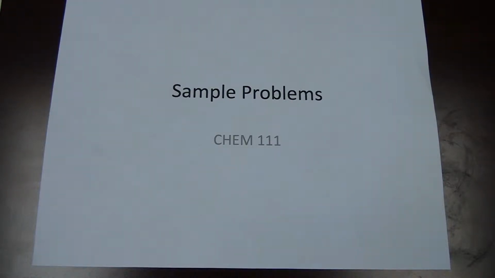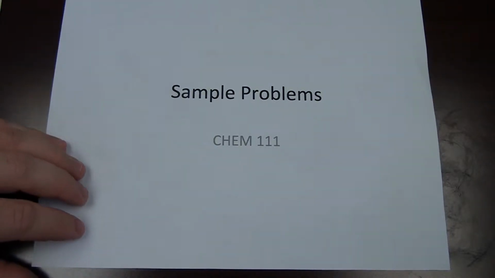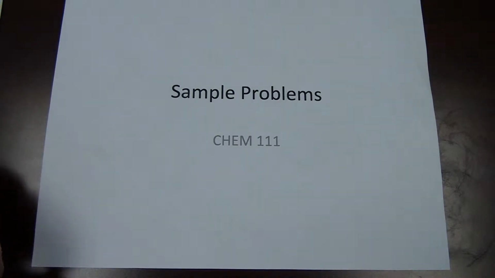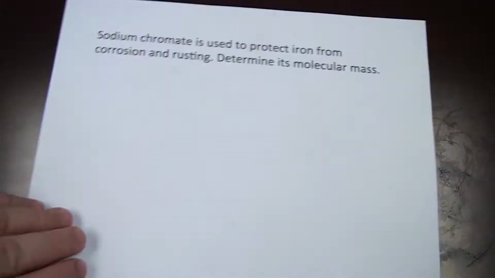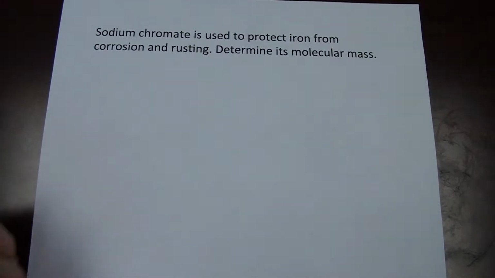Right, so continuing on with our sample problems for Chem 111. Today we're talking about molecular masses in AMUs, calculations of molecular masses, as well as conversion of masses of atomic components, as well as percent composition. So let's start off. Sodium chromate is used to protect iron from corrosion and rusting.